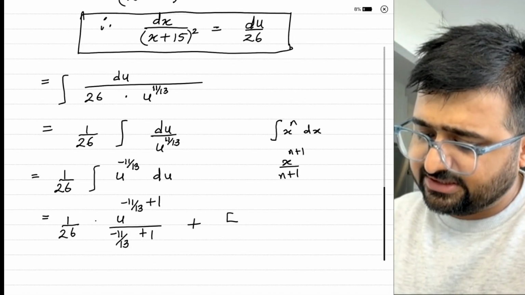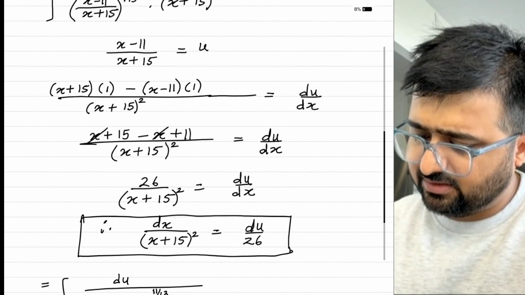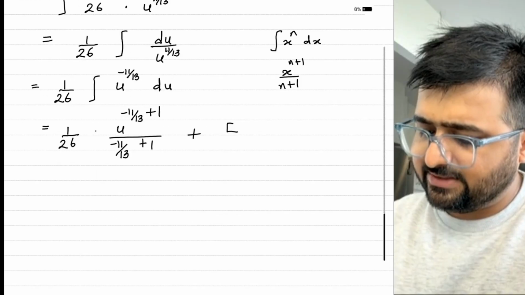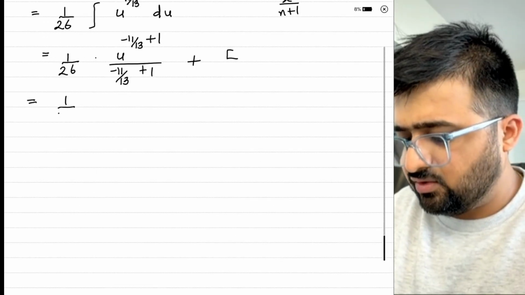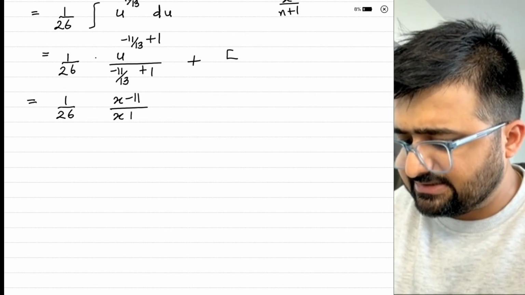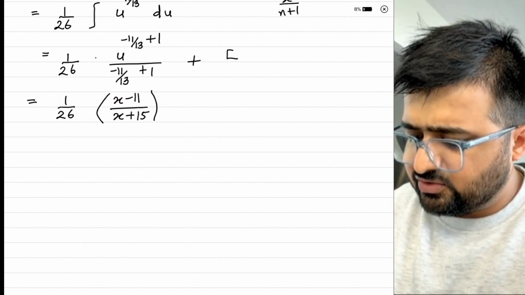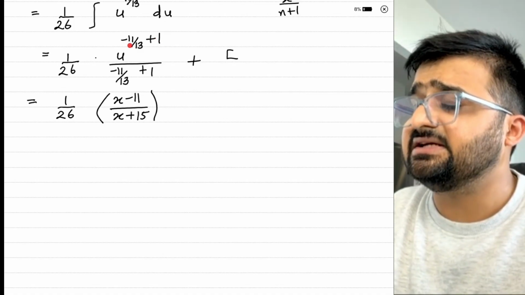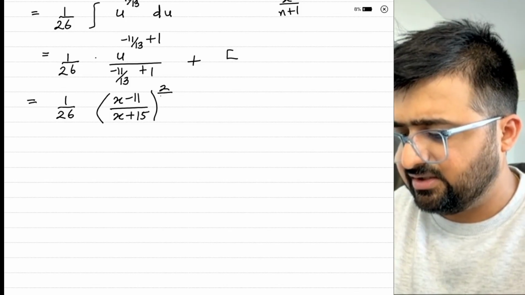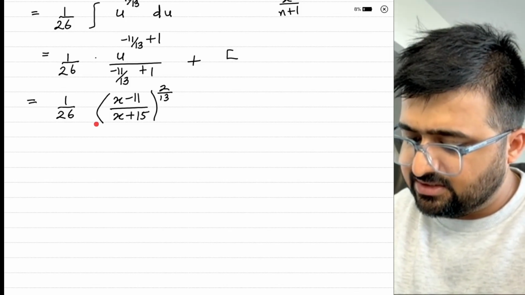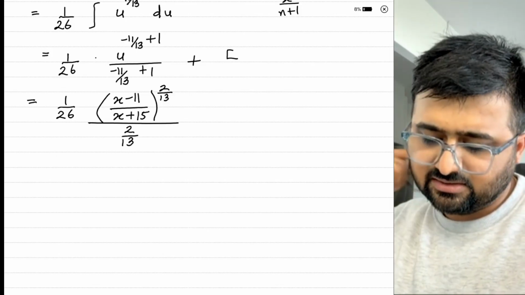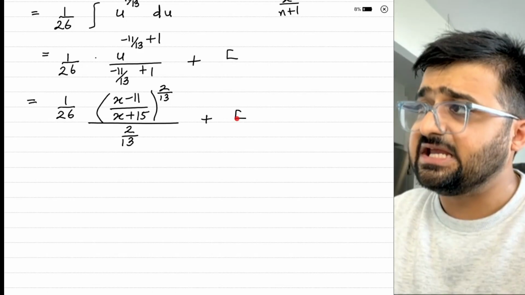Now u was nothing but, let's resubstitute u as well, x minus 11 divided by x plus 15. So we can substitute that back. So we have 1 over 26 times x minus 11 divided by x plus 15 to the power 1 minus 11 by 13, which is nothing but 2 divided by 13. If you do the math, divide by the same thing, 2 divided by 13 plus constant of integration. See, this is actually your final result.